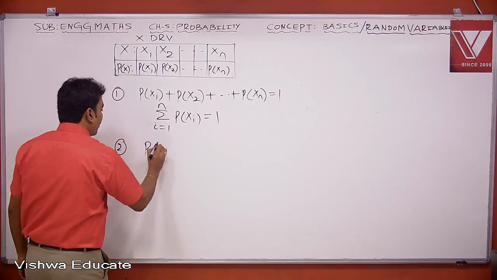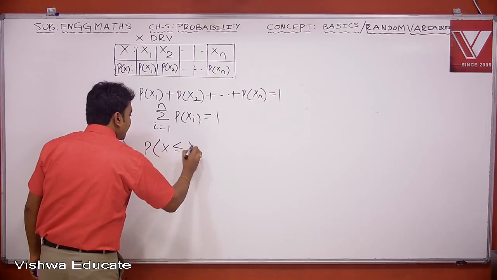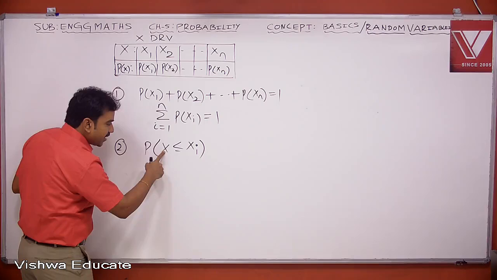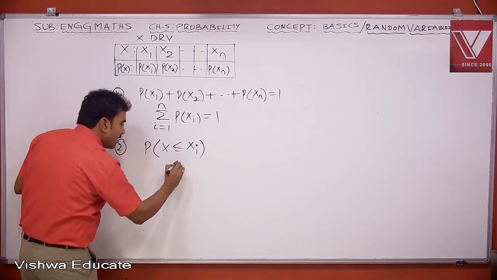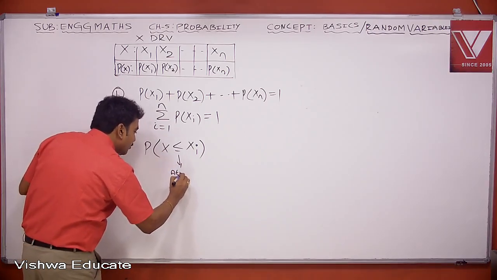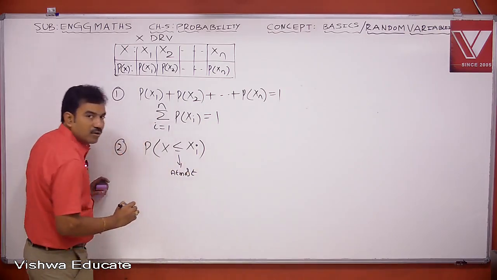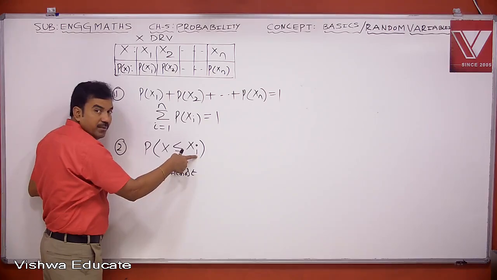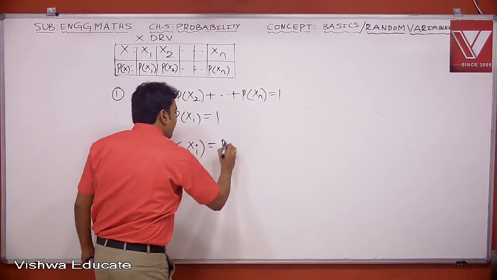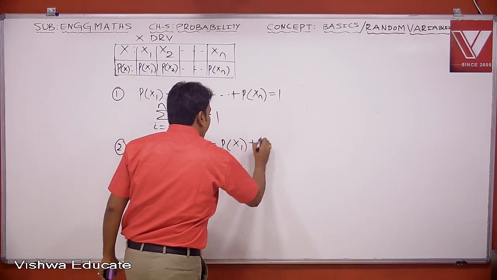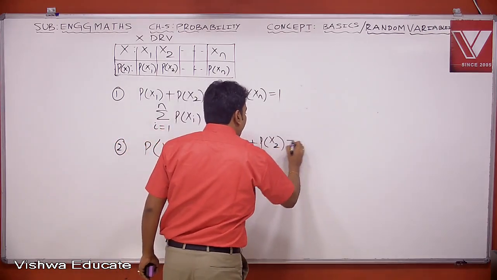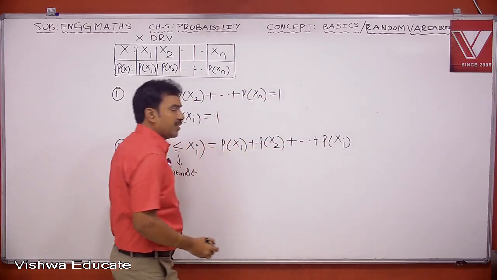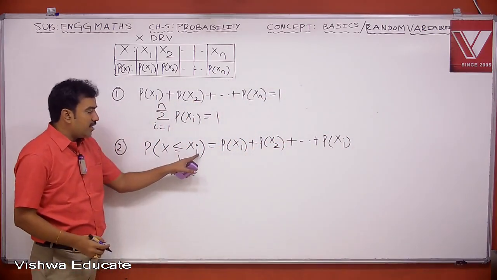Next, suppose I want the probability that X is less than or equal to xi. Probability that the random variable X is less than or equal to xi. Less than or equal to means at most. So at most. What is the starting sample point? x1. So the maximum sample point will be xi. So therefore this is nothing but the sum of p of x1, p of x2 and so on p of xi. So the maximum sample point is xi only.